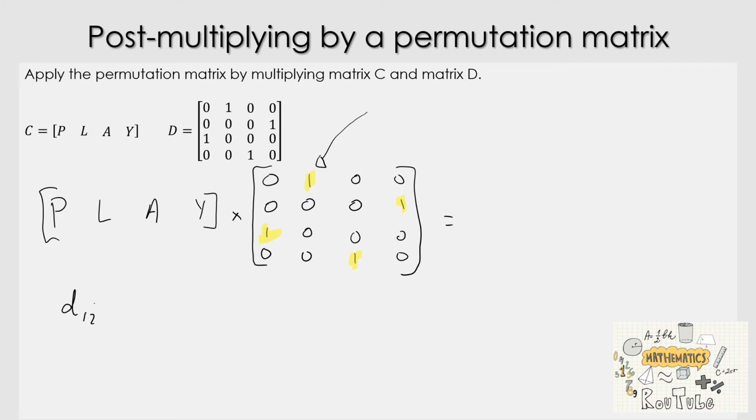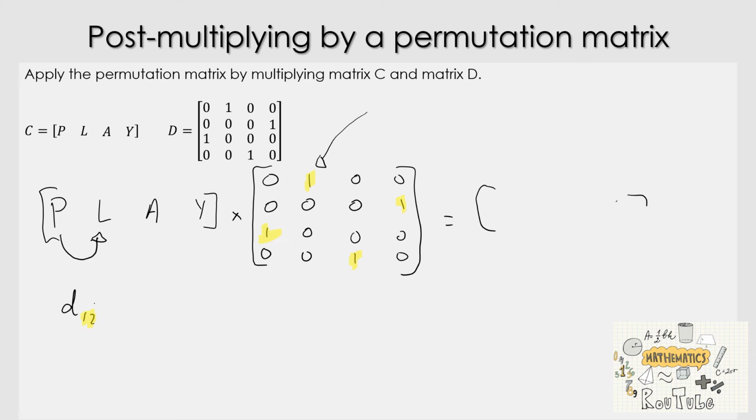So we use the 1 and the 2 as they are. We go back to our original matrix, which is matrix C, and we see that whatever was in position 1 is now going to move to position 2.